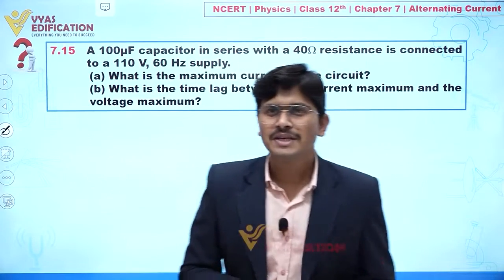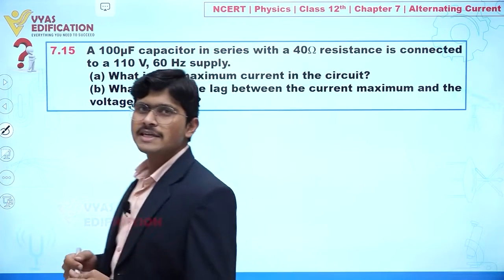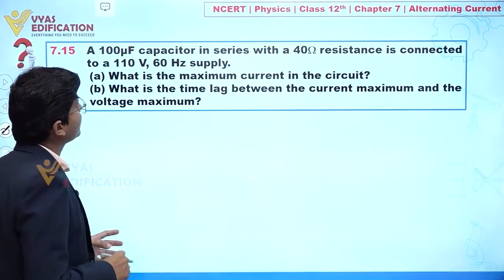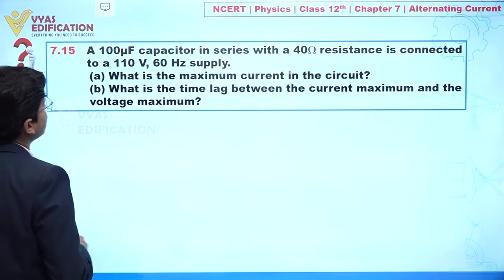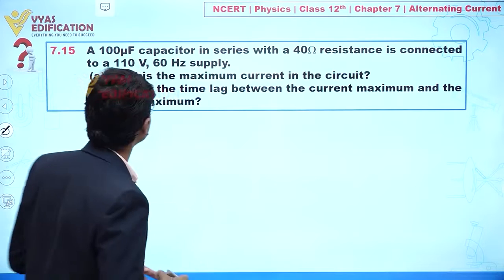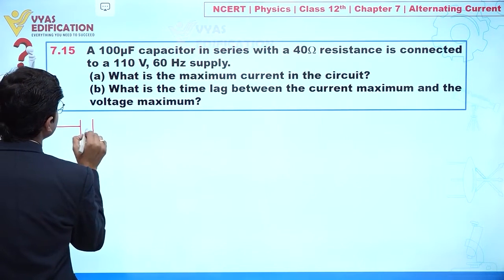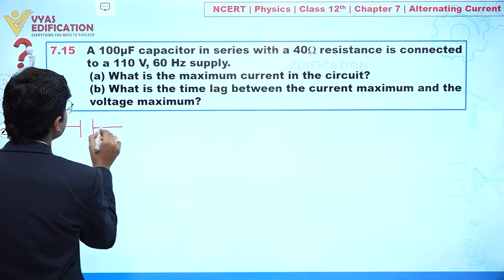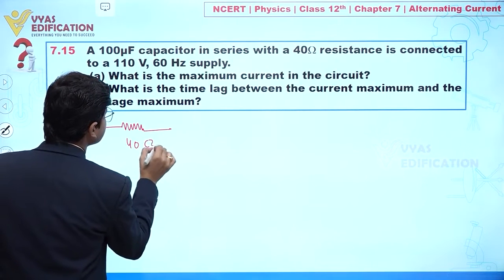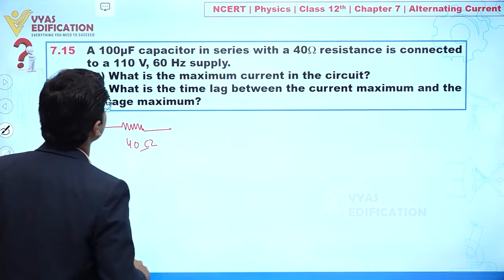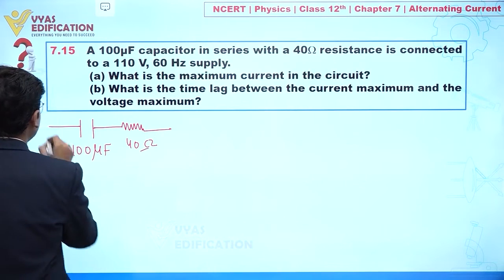Now students, we are going to discuss question number 7.15. In this question, a 100 microfarad capacitor is in series with a 40 ohm resistance, connected to a 110 volt and 60 hertz supply. Let's suppose this is the capacitor, and in series with it is this resistance, whose value is 40 ohm, and this capacitor value is 100 microfarad.